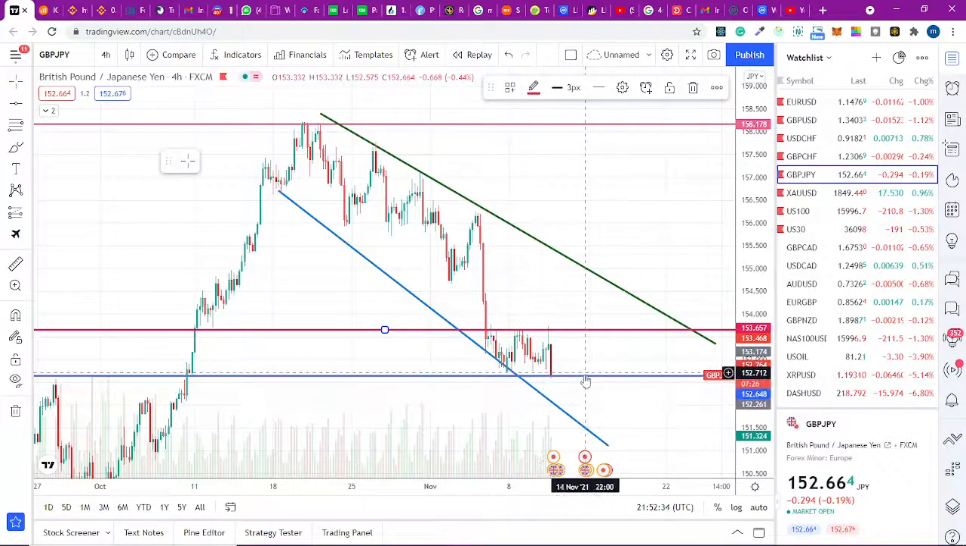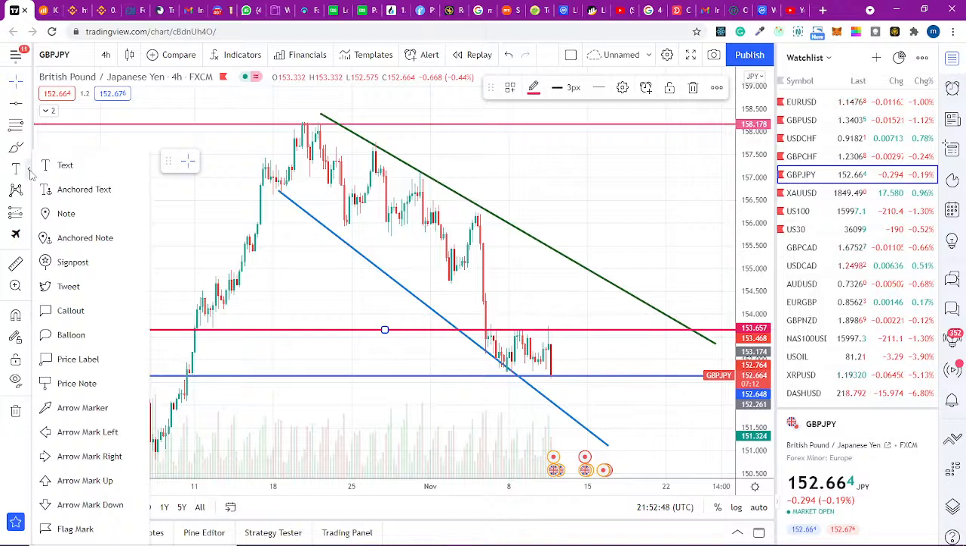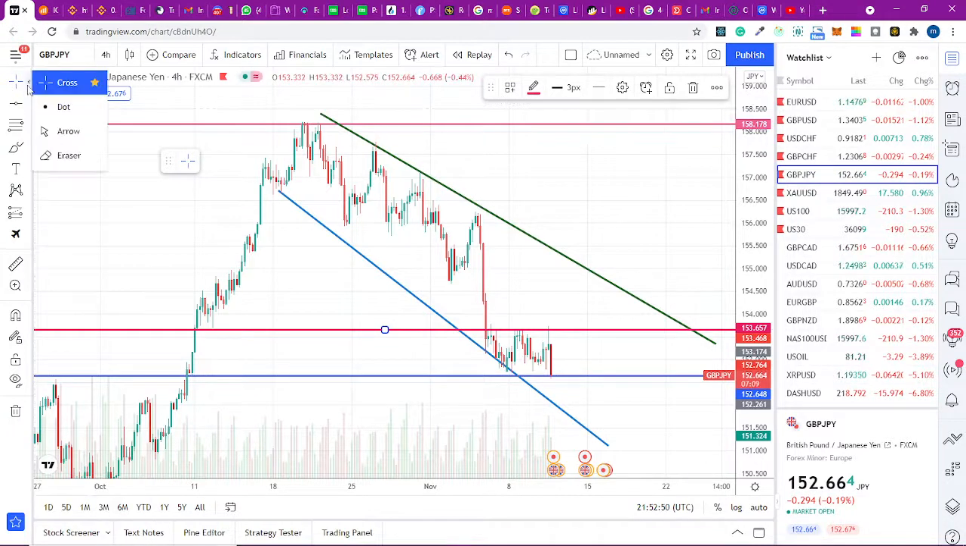I have to wait for confirmation as a trader. What I'll be doing is waiting for confirmation, either for the market to break above this level, and then I could place my trades and make my profit out of the market. The main essence is to maximize my profit and minimize my losses.